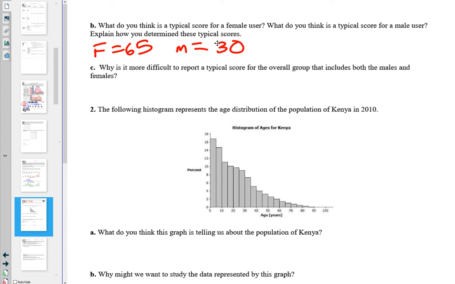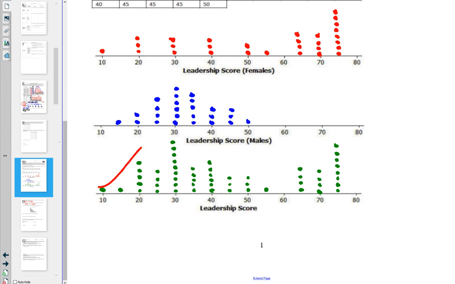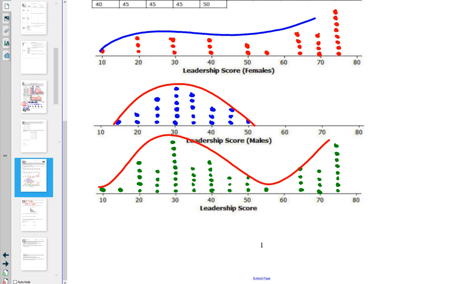And then why is it more difficult to report a typical score for the overall group? Because the shape is irregular. It's all over the place. If we trace the tops for the combined, first it goes up, and then it goes down, and then it goes up. Whereas the male was more symmetrical, and the female a little bit off, but for the most part it appears to be more skewed to the left. Tail appears to be.